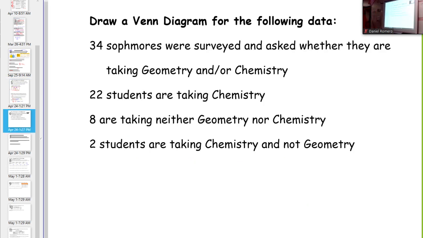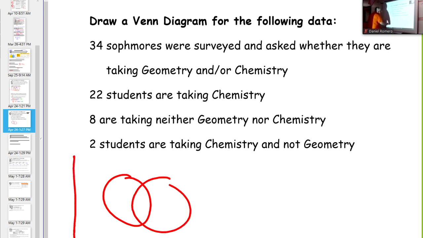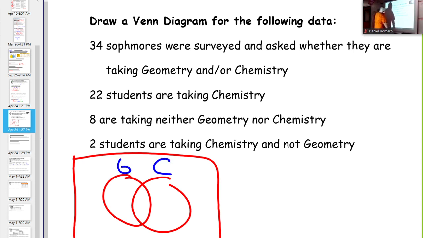Draw a Venn diagram for the following data. 34 sophomores were surveyed and asked whether they are taking geometry and or chemistry. So 34 is gonna be our sample space. Say geometry. 22 are taking chemistry. Okay, but we don't know how many of those go in the intersection. 8 are taking neither geometry nor chemistry, so I have to put 8.